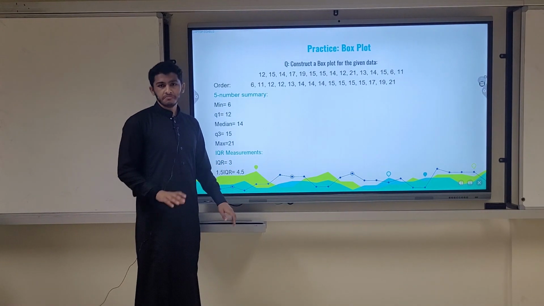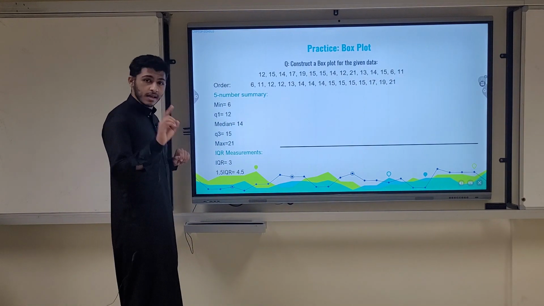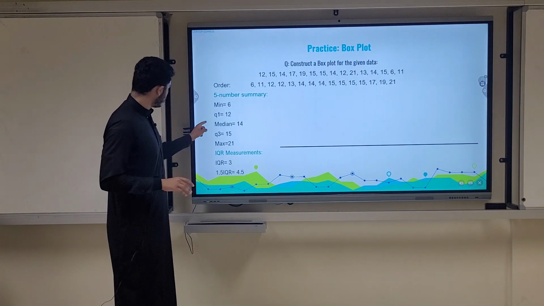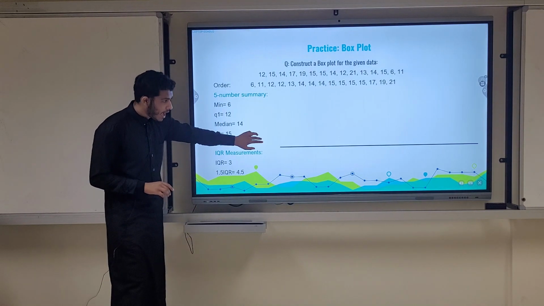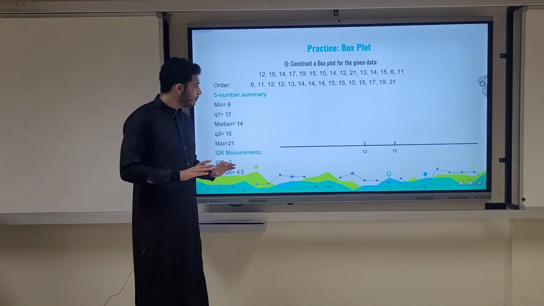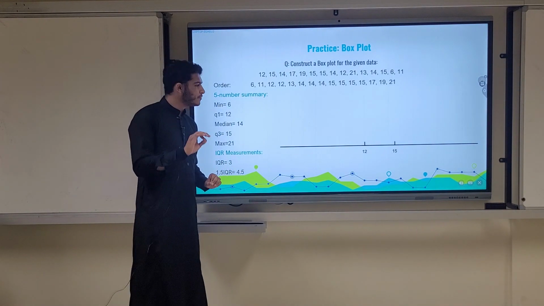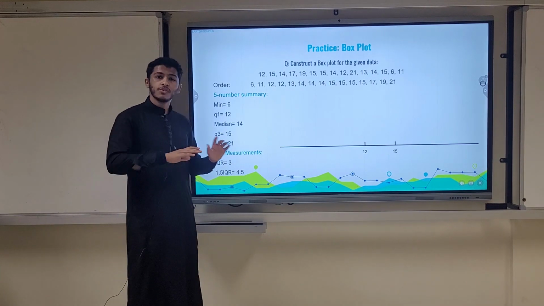So now let's start drawing. First thing, as I said, we just have to make an axis. Then we take our Q1 and Q3 and we put them there. So now we're done with this, the first initial thing. Now what should we do? Now we have to find the rest of the bounds.